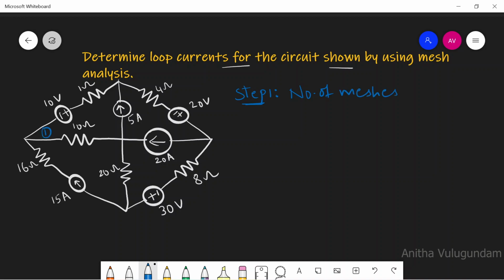I'll consider this as mesh 1, this as mesh 2, this as mesh 3 and this one as mesh 4. Number of meshes equal to 4.